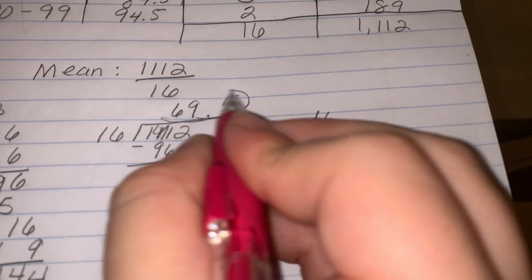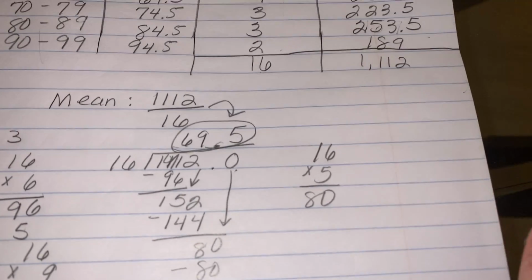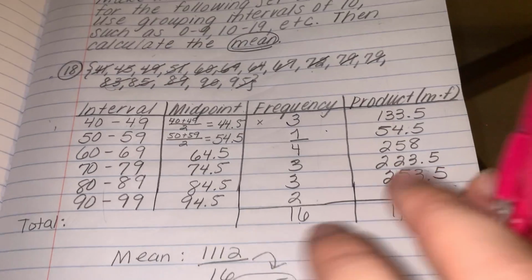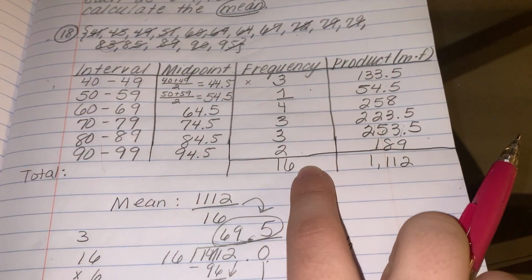So what did I get as my mean? That's right, 69.5. So as you can see, we created a table and we got the mean. We got the mean by getting the product total divided by the frequency total.